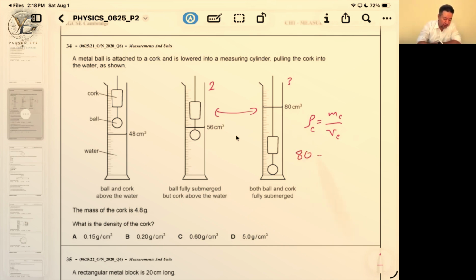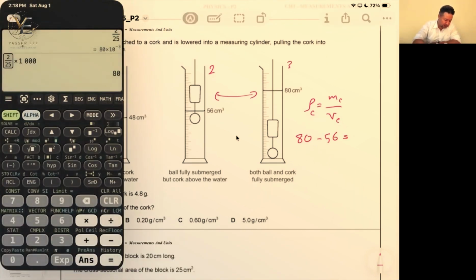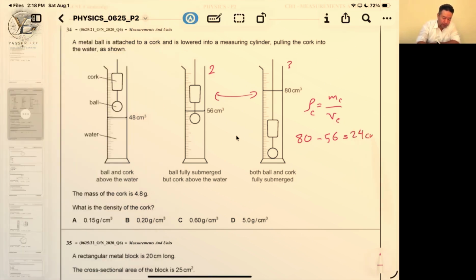So 80 minus 56. So 80 minus 56 is what? 80 minus 56 equals 24. So 24 cm³, this is the volume of the cork. And already we have the mass. So the density of the cork, mass of the cork, 4.8 over 24, will give us 0.20 gram per cm³. So the correct answer is letter B.